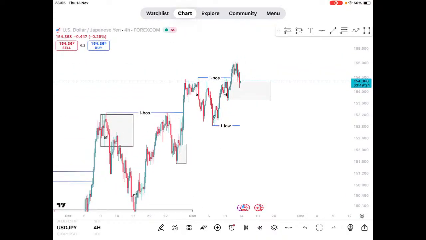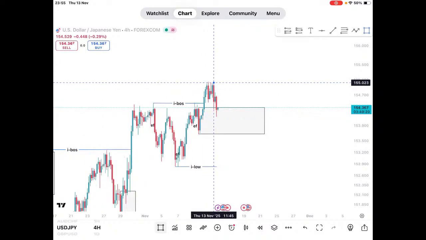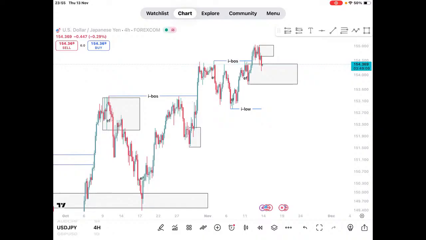In USD, what I'm getting is the supply is still holding. What I want is the lower time frame to shift bullish and again enter into the buy side, because the higher time frame is bullish.